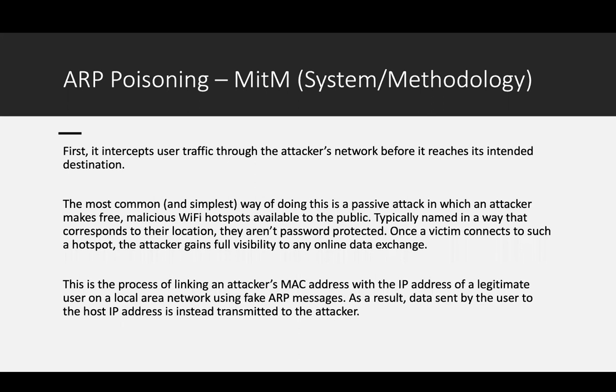The most common and simplest way of doing it is one in which an attacker makes a free malicious Wi-Fi hotspot available to the public. This is the first step: a malicious hotspot in order for the attacker to be in that middle spot. It is typically named in a way that corresponds to its location. They aren't password protected. Once a victim connects to such a hotspot, the attacker gains full visibility to any online data exchange. So Wi-Fi can be very dangerous, because a malicious Wi-Fi hotspot can put the attacker in the middle of the interaction between the user and the web server.